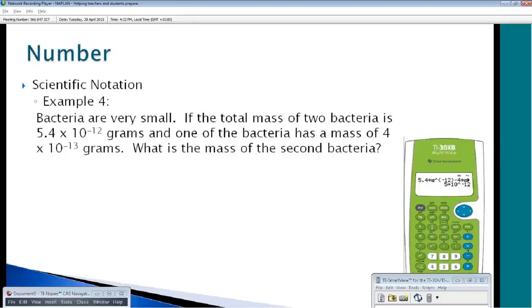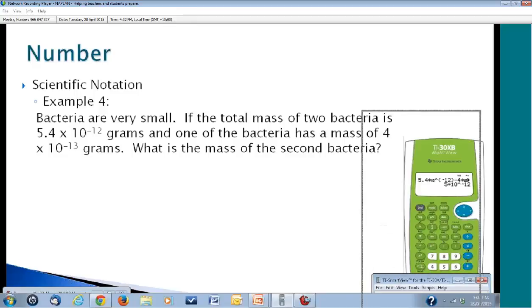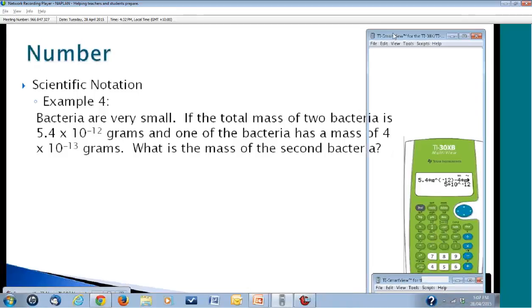But what we're able to do, students need to get used to working with questions similar to this, especially if they're doing things in science. We need to remind them that the maths that they learn in maths can be used in science lessons as well, and that'll stop the science teachers blaming the maths teachers for not teaching them properly. So we've got a situation here, bacteria. The total mass of 2 bacteria is 5.4 times 10 to the negative 12 grams. One of them is 4 times 10 to the negative 13 grams, so what's the mass of the second bacteria?